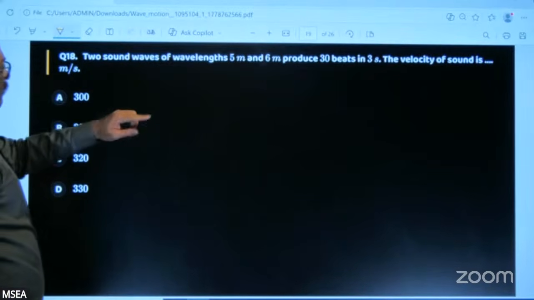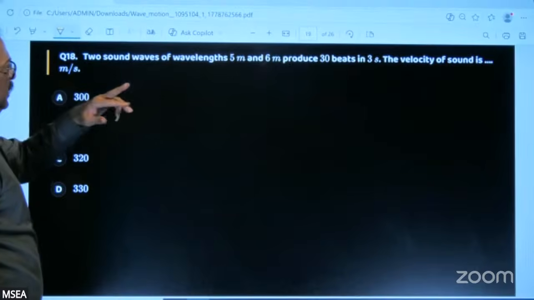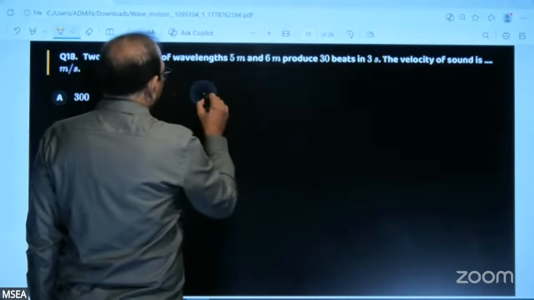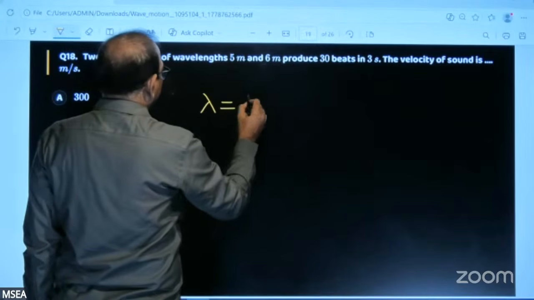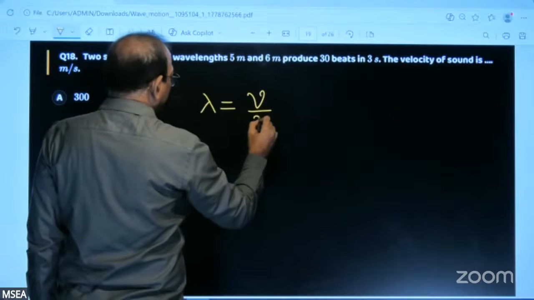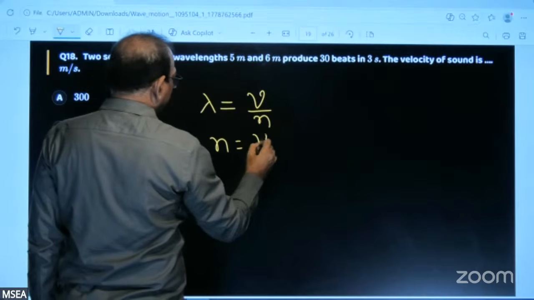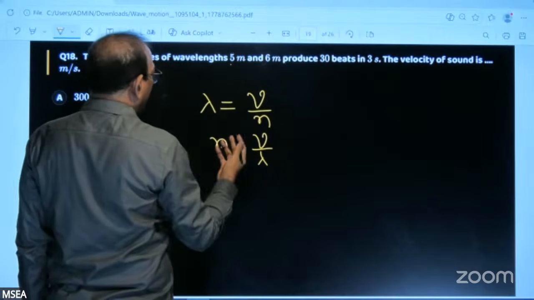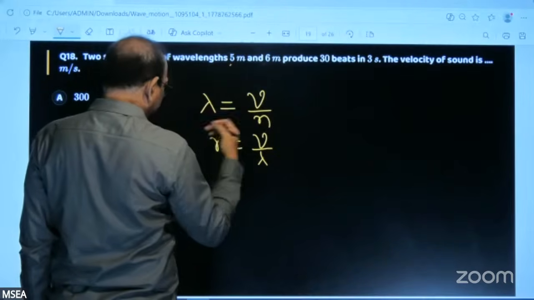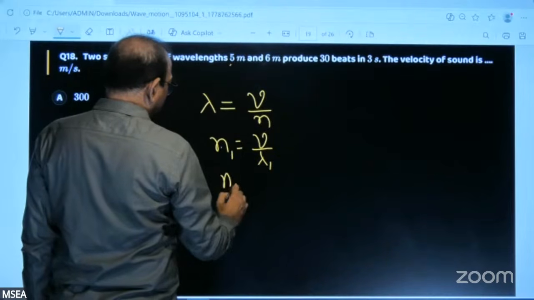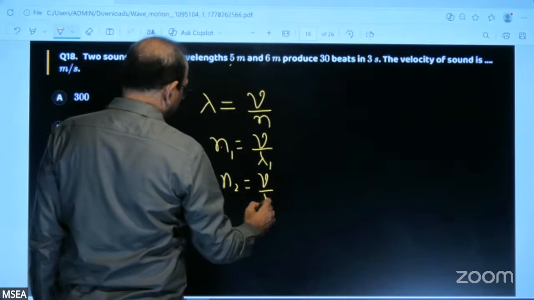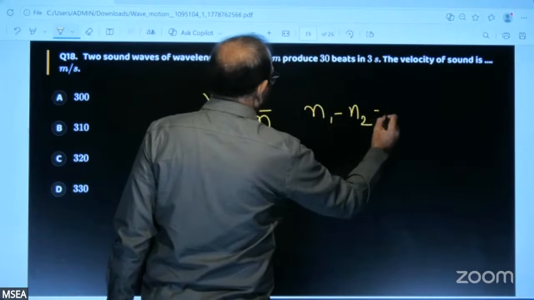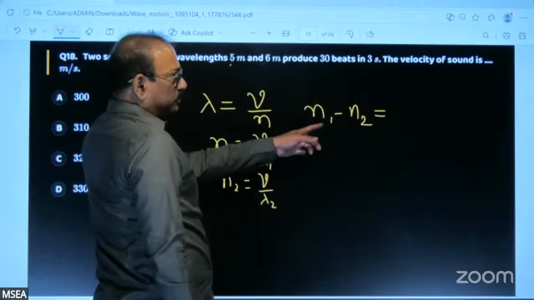Two sound waves of wavelengths 5 and 6 meter produce 30 beats in 3 seconds. Find the velocity. Wavelength of the wave, lambda is V by N, so N is V by lambda. Lambda less means frequency more. First wave frequency N1 is more.